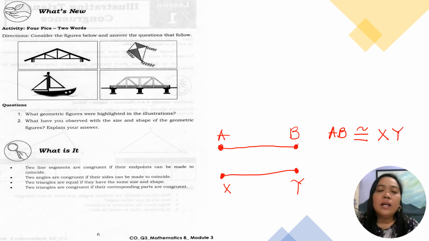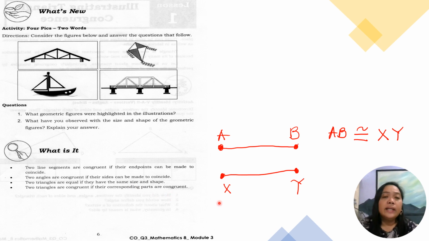Take note, guys, of the symbol for congruence. This is the symbol for congruence. Again, we will read this as segment AB is congruent to segment XY. Let us proceed to the second one. Two angles are congruent if their sides can be made to coincide.